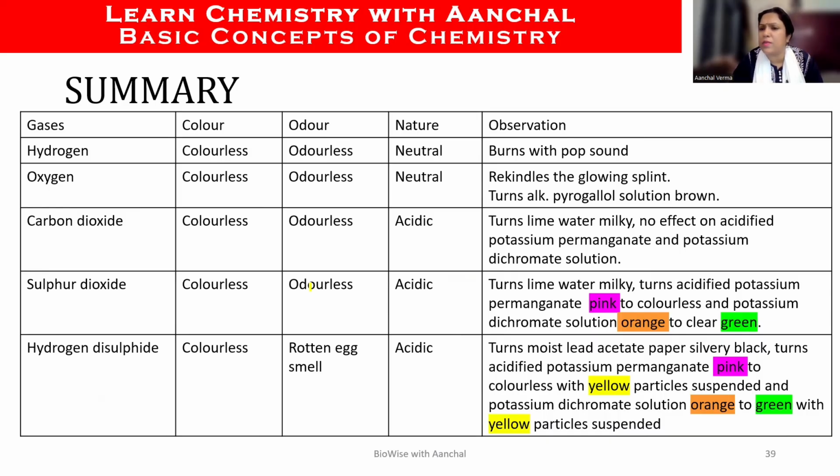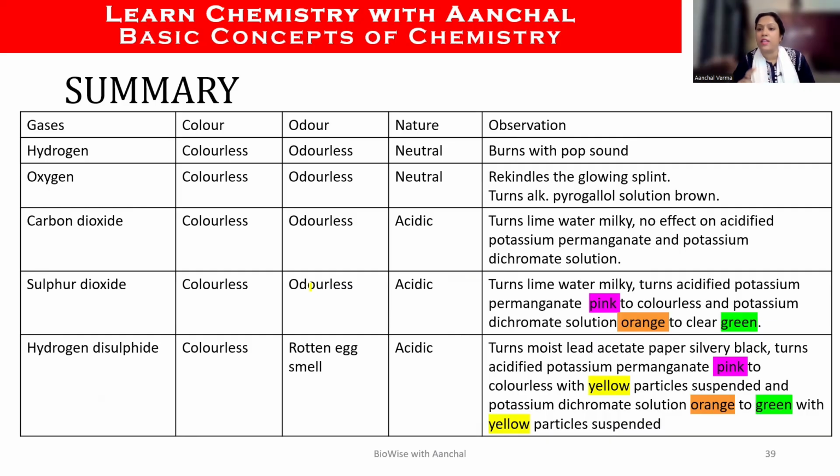Sulfur dioxide is a colorless, acidic gas. It turns moist blue litmus red, turns lime water milky, turns acidified potassium permanganate pink to colorless, and potassium dichromate solution orange to clear green. Always remember it should be clear green because H2S has yellow particles suspended. It's not a clear solution. But in case of sulfur dioxide, it's a clear solution.